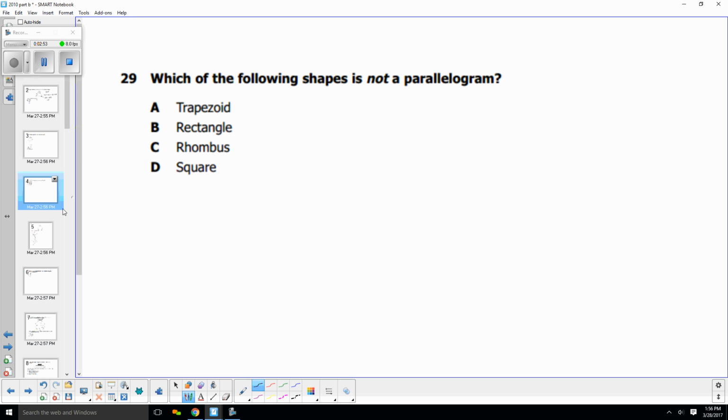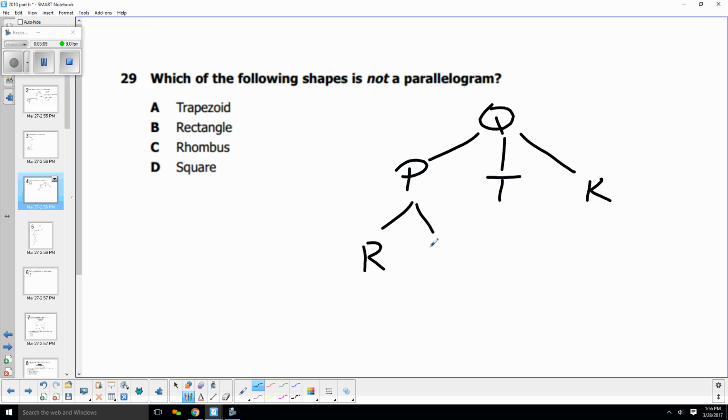All right, number 29. Which of the following shapes is not a parallelogram? The thing you need to remember about this is the flow chart. Quadrilaterals break down into parallelogram, trapezoid, and kite. A parallelogram breaks down into a rectangle and a rhombus, which come back together to be a square. So which of the following is not a parallelogram? That would be my trapezoid, because a trapezoid is never a parallelogram. So A is your answer for number 29. I would remember my flow chart.